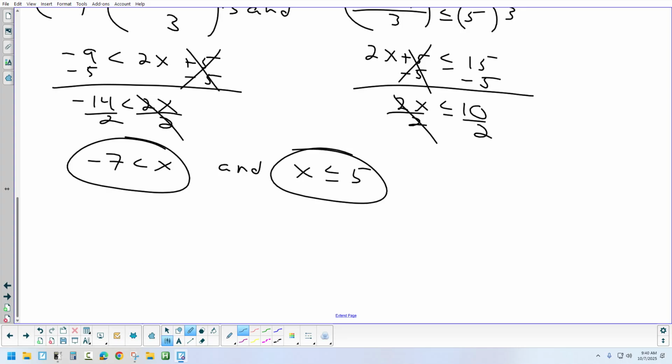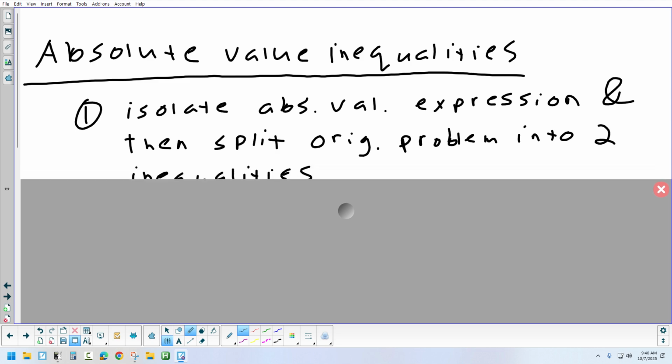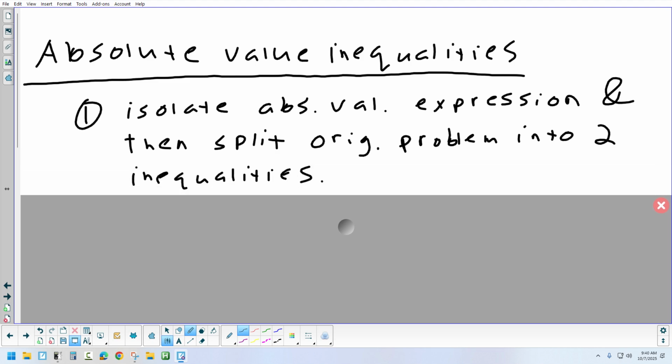So the way that we split that up is very similar to what we're going to have to do here. We're going to also use that approach of splitting into two problems to solve when we have an absolute value. So we did this yesterday with equations, and it's pretty much the same steps.